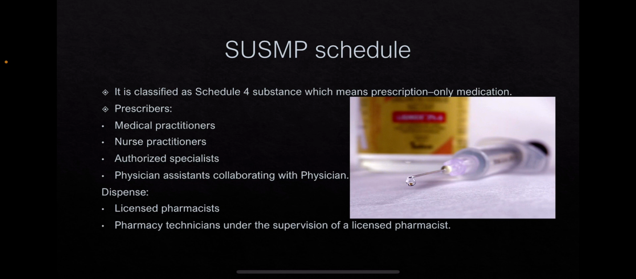SUSMP schedule. Peramivir is classified as a Schedule 4 substance, indicating it is a prescription-only medication. This classification restricts its use to qualified prescribers, including medical practitioners, nurse practitioners, authorized specialists, and physician assistants working under a supervising physician. Dispensing of peramivir is limited to licensed pharmacists who ensure proper patient counseling and safety, and pharmacy technicians under the supervision of pharmacists.